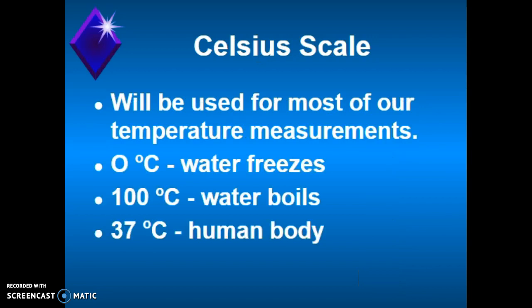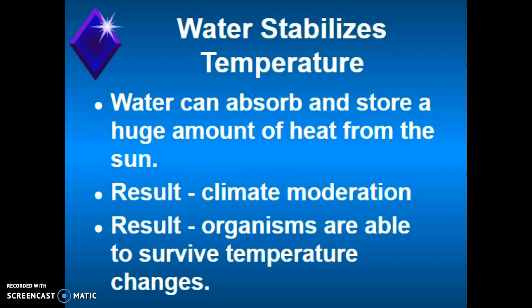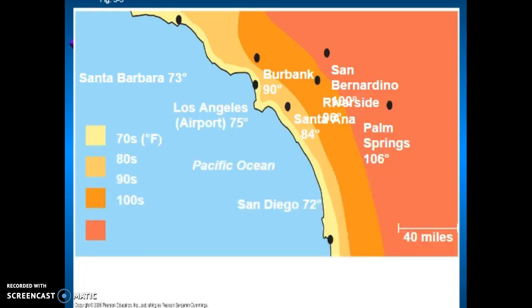We use Celsius here in science. At 0 Celsius, water freezes. At 100, water boils. We're obviously a little closer to freezing than boiling, and that works out pretty well for us. So water stabilizes temperature, meaning water can absorb and store heat. It moderates the climate. I've got a picture here that shows what I'm talking about. This is California, and sorry, the text kind of runs over itself here. But the ocean water is going to store some heat, so it keeps the beach cooler than the inland areas.